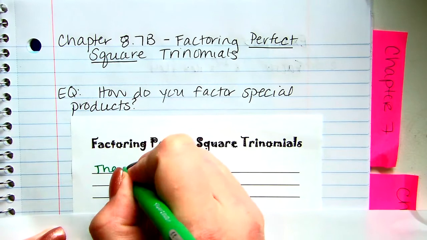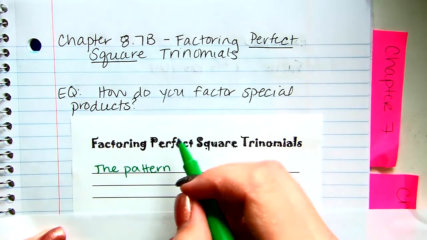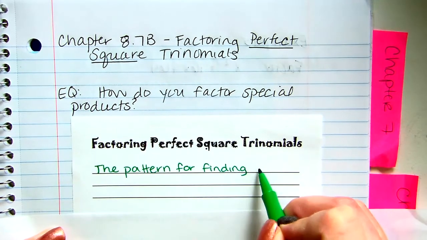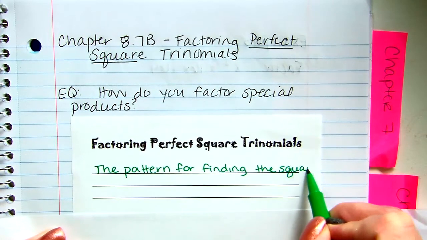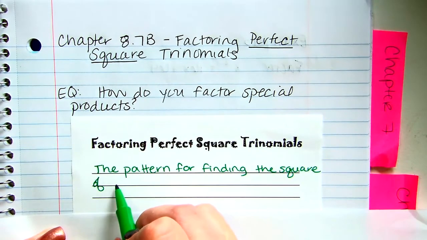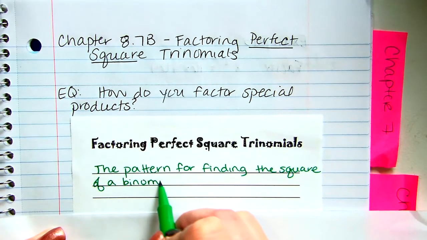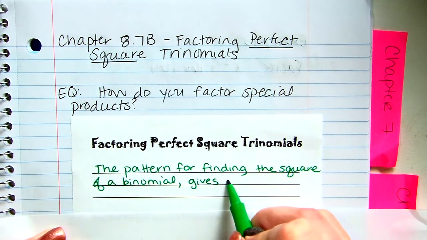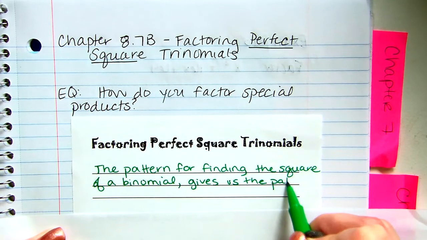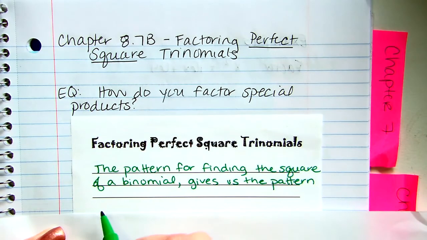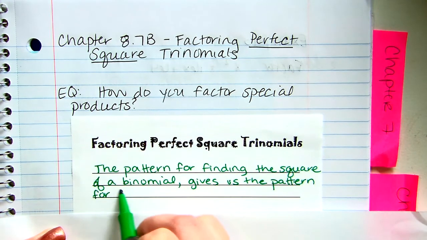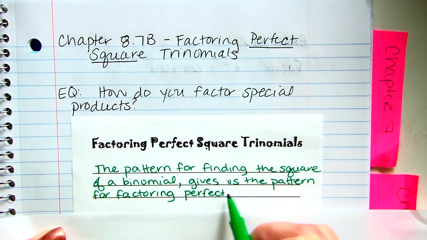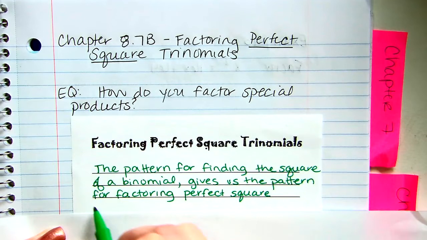The pattern for finding the square of a binomial gives us the pattern for factoring perfect square trinomials.